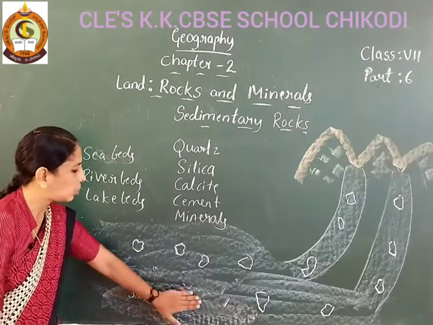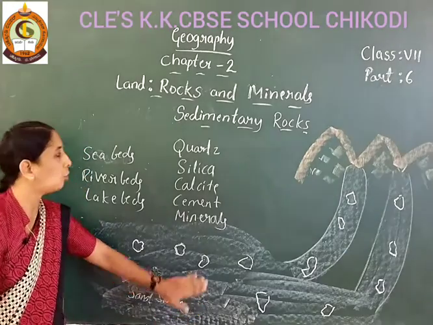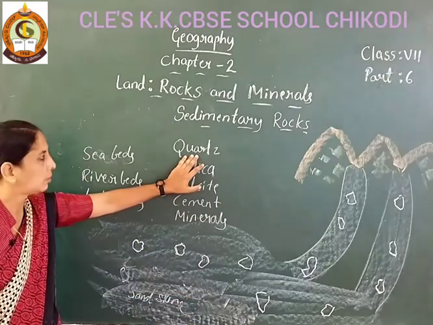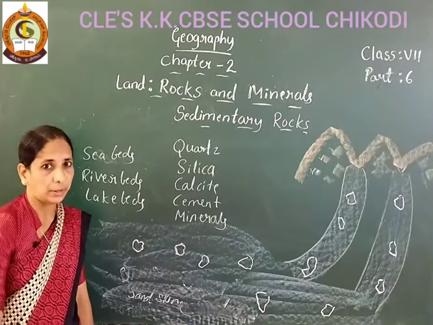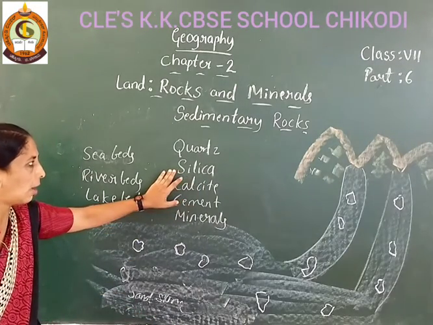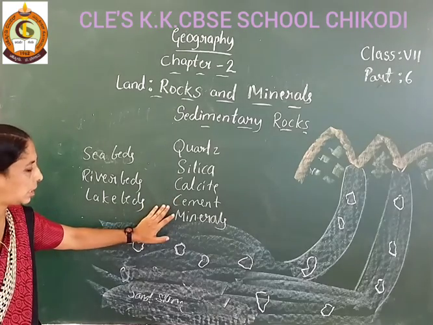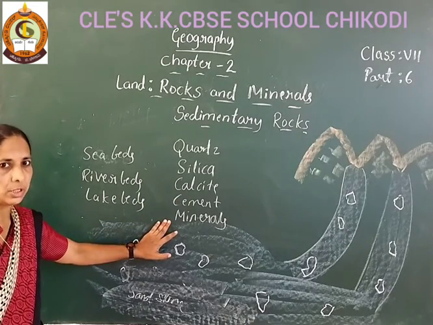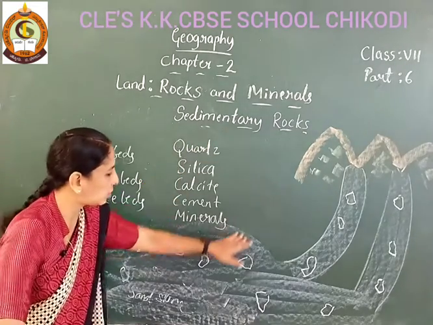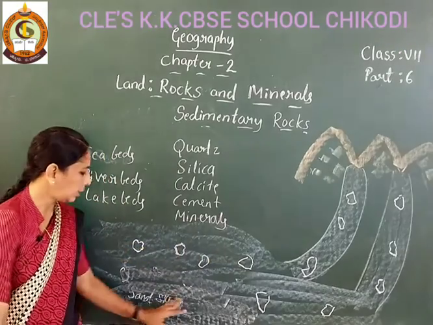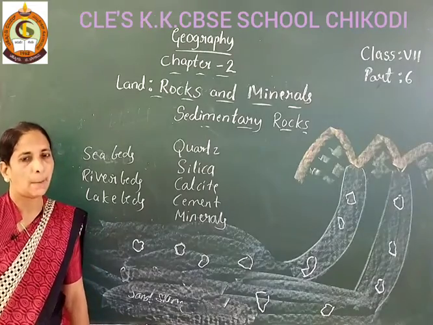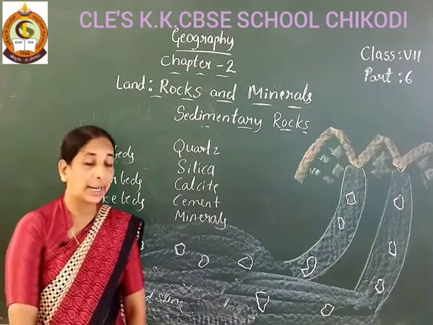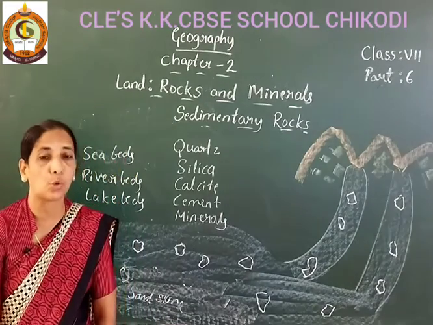Here sandstone occurs. So how does sandstone occur? This sandstone is a mix of coarse. You know what is coarse? Coarse is the common mineral, and silica, calcite, cement, minerals. When all these mix together, then the sandstone is made here. I am giving one example about sandstone.